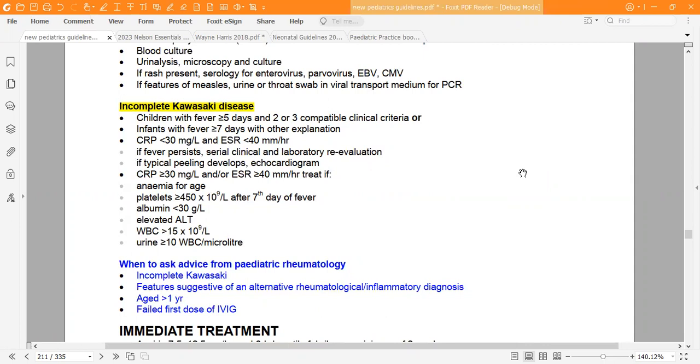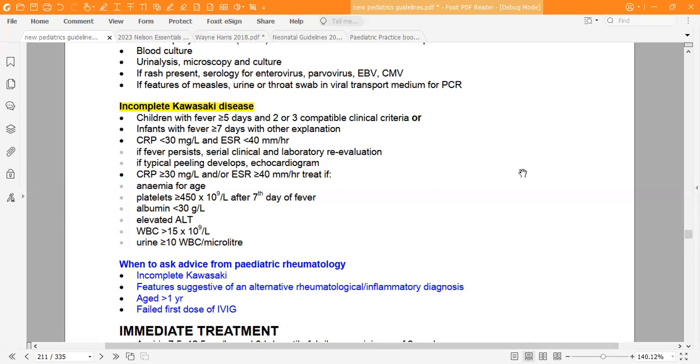If fever persists, serial clinical and laboratory re-evaluation. If typical peeling develops, echocardiogram. CRP 30 or more and/or ESR more than 40: treat if anemia for age, platelets more than 450 after 7th day of fever, albumin less than 30 gram per liter, elevated ALT, WBC more than 15, urine more than 10 WBCs per microliter.